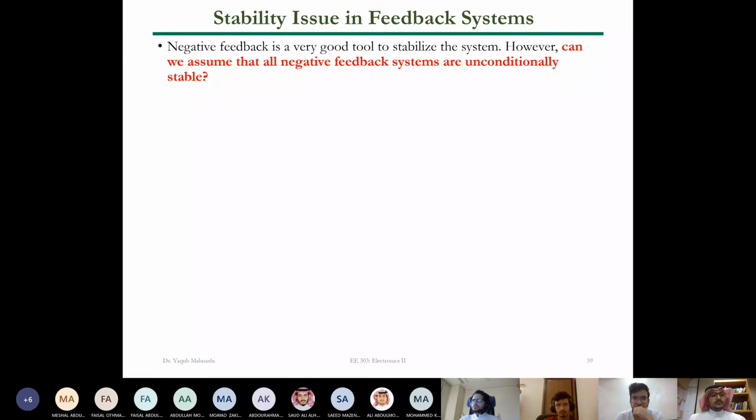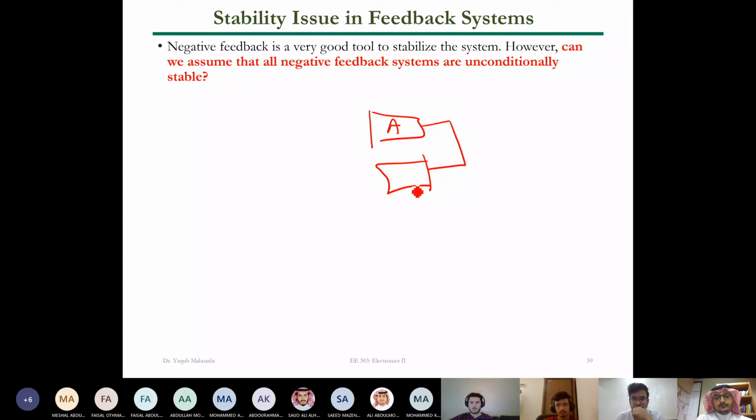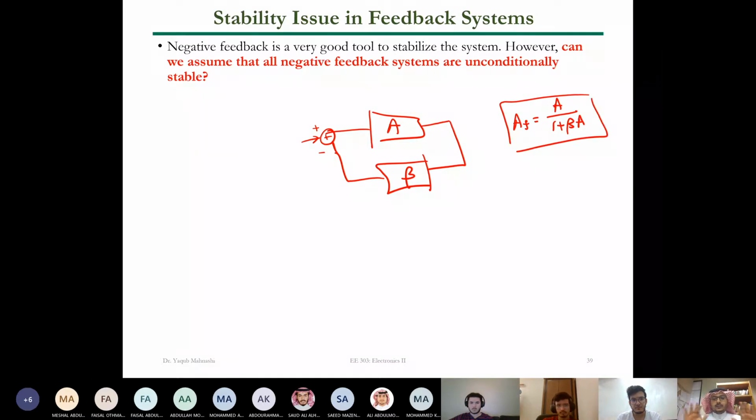So imagine a system. If you have a system, this is your A, and this is my beta. And of course, I'm feeding it in a negative feedback topology. So this is a negative feedback, and I'm expecting AF to be what? A over 1 plus beta A. Okay, this is a closed loop feedback with a negative feedback implemented.